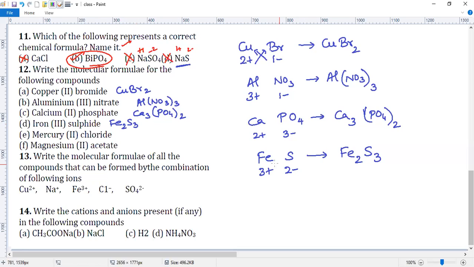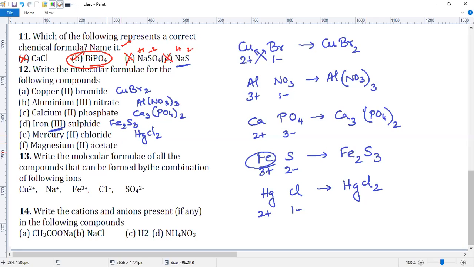Why have they given iron 3? Because iron can take 2 valencies, 2 plus and 3 plus. Which one are we taking here? It is 3 plus. Next one. In the same way, mercury has 2 valencies, 1 and 2. Here they have given you mercury 2 chloride. Mercury is Hg, and its valency is 2 plus. Chloride is Cl, and it is 1 minus. So when you cross it, you will get HgCl2.